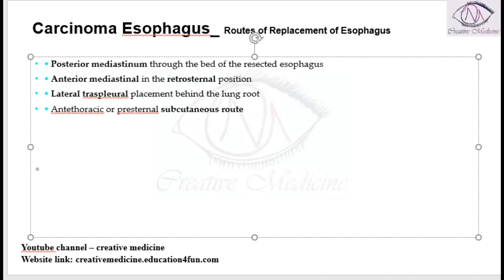But what is important among all these: the posterior mediastinal route is the shortest route, and it is the most preferred route for replacement of esophagus with conduits.